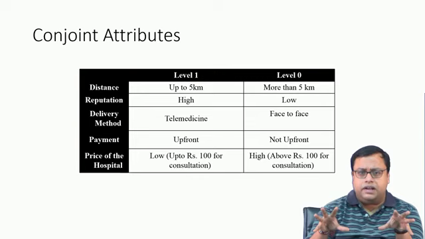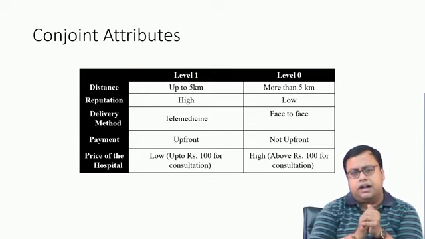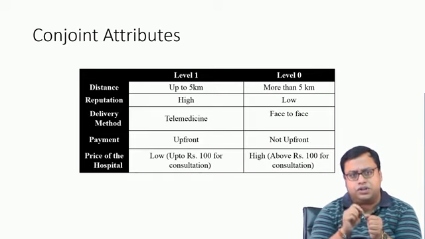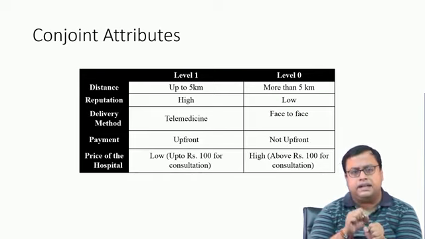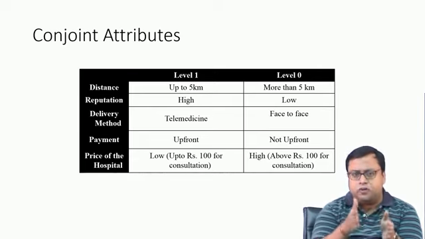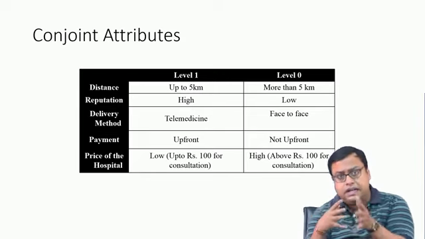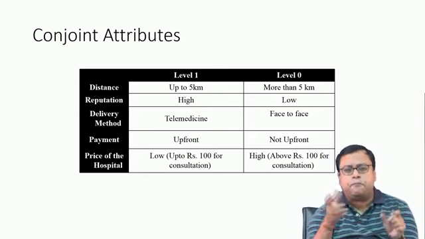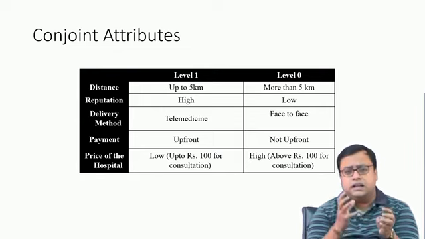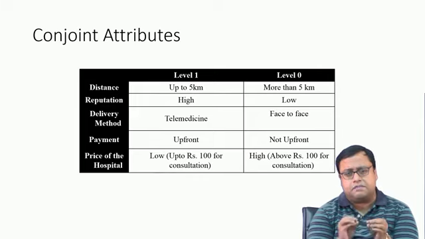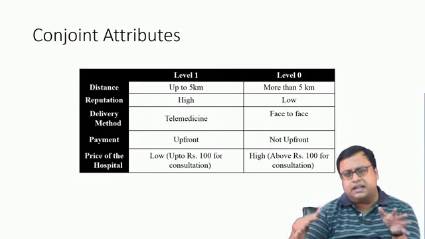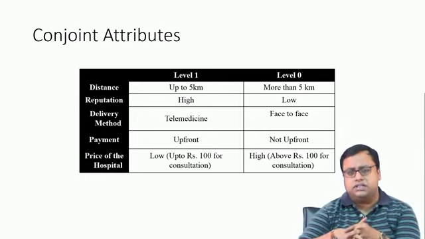Now, what we gave as the choice to these people was decided based on these 5 attributes. So, distance, reputation, delivery method, payment, and price of the hospital were the 5 aspects, and distance was up to 5 kilometers or more than 5 kilometers. So, we did not write high or low. Now, reputation was not very concrete in this particular case. It was abstract because I do not know how people perceive reputation. So, we just kept it a little bit hazy, which is high or low.